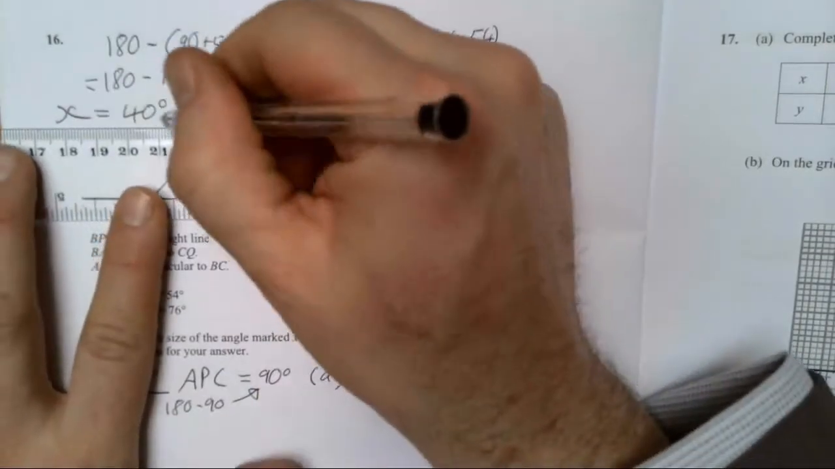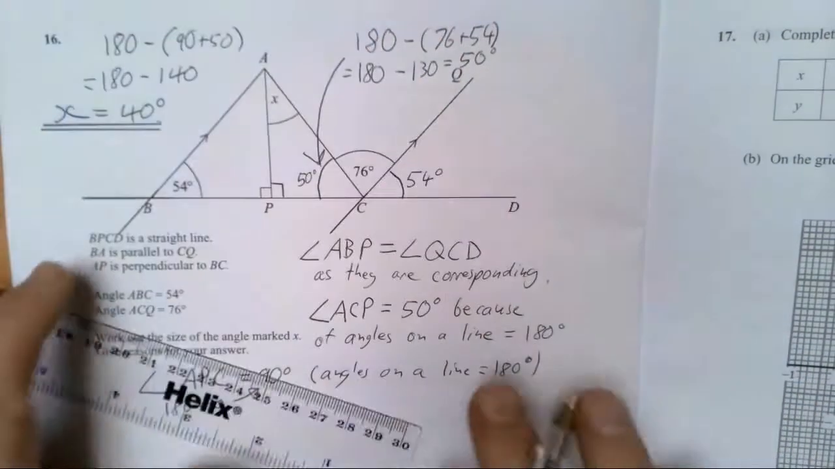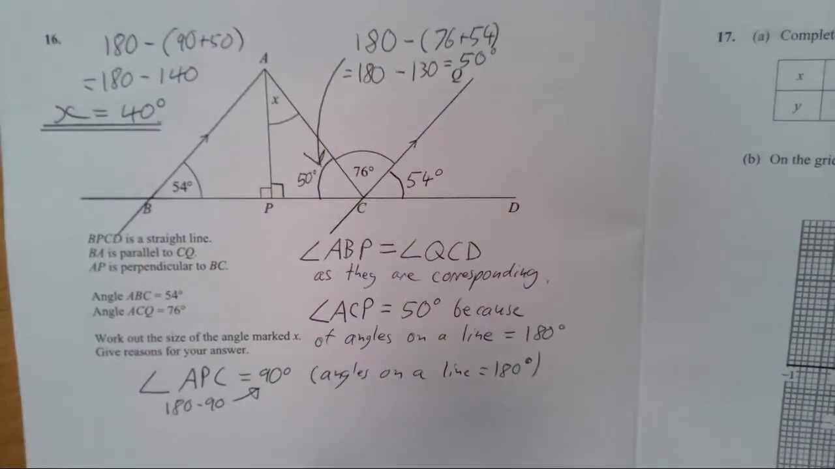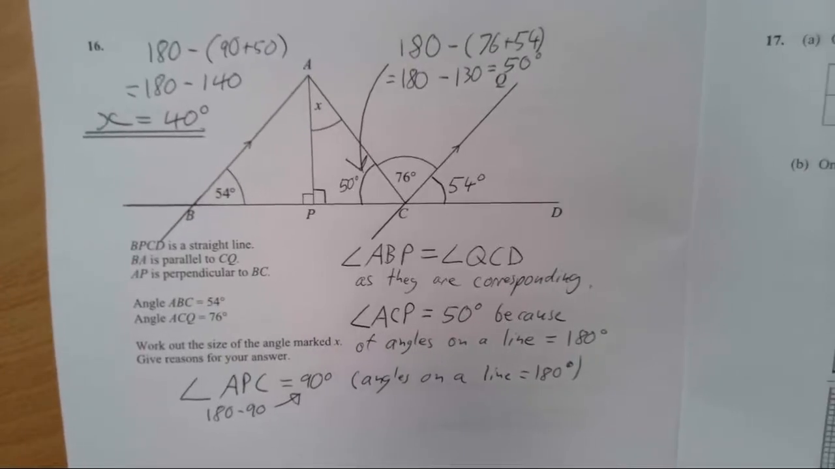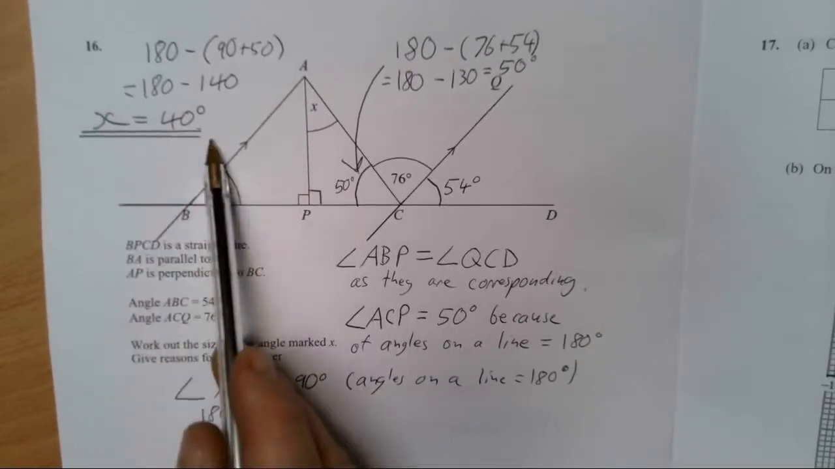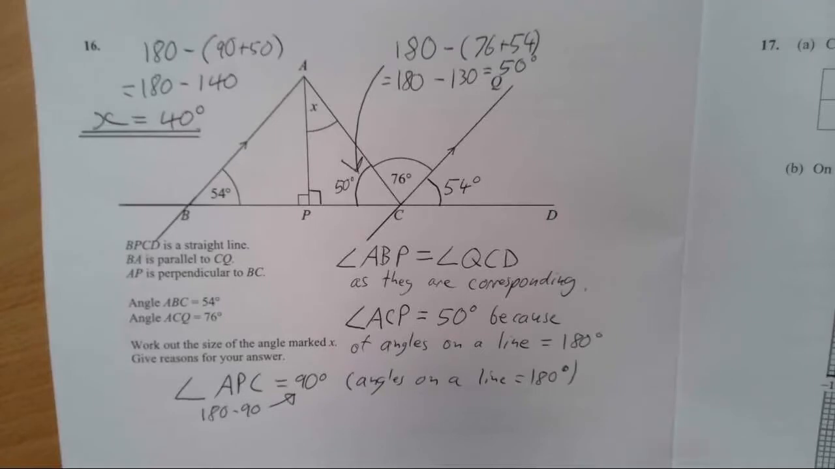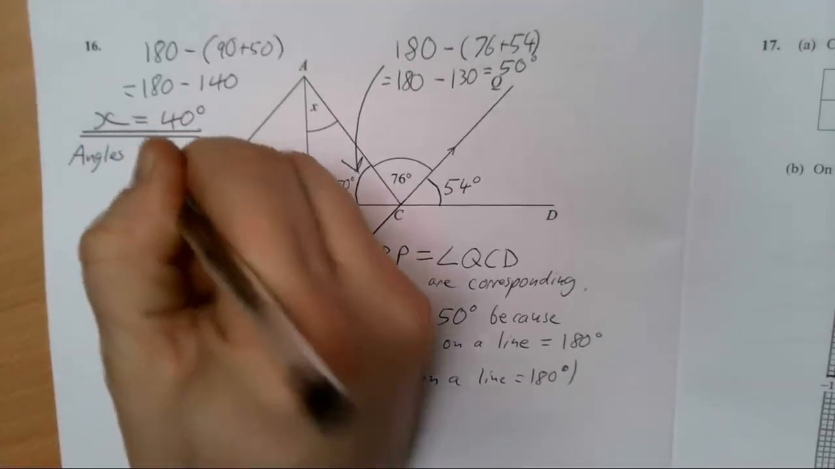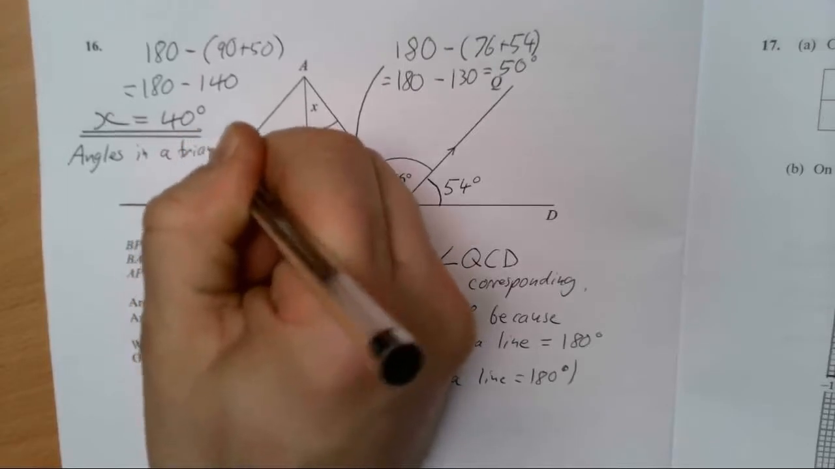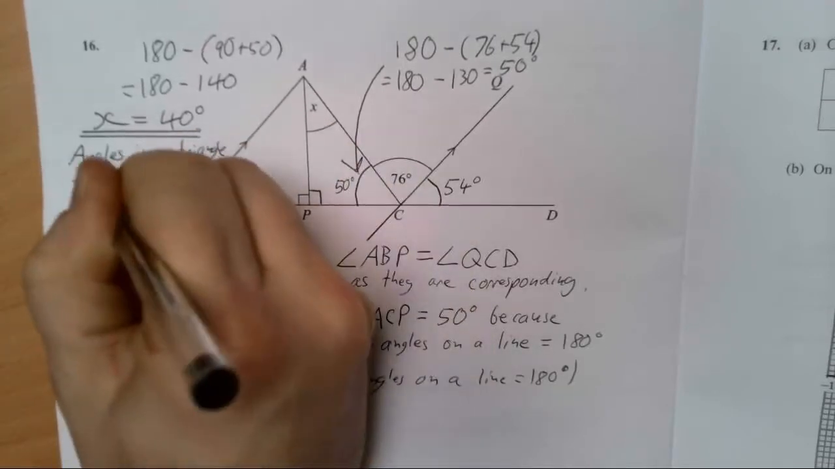But I need the reason for that. I'm putting it here. You guys would probably put it below. I'm just putting it there to fit it easily and reasonably well on the video. So that's 40 degrees. And the reason is angles in a triangle total 180 degrees.